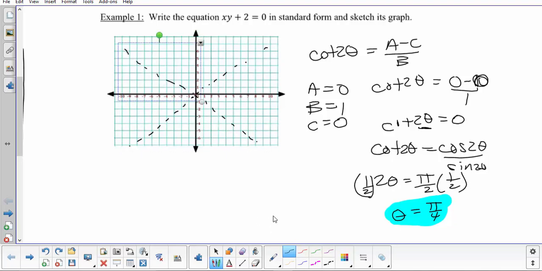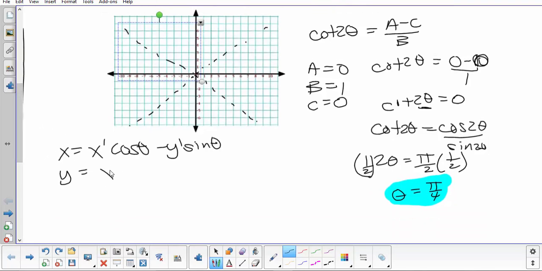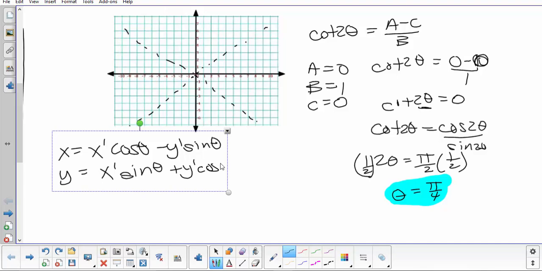Now we're going to continue using our formulas to figure out what x and y equal and what x prime and y prime equal. The first thing we do is set up x equals x prime cosine theta minus y prime sine theta, and y equals x prime sine theta plus y prime cosine theta. From here, if we think back to our unit circle, if our theta is pi over 4, that means that sine and cosine are both root 2 over 2.